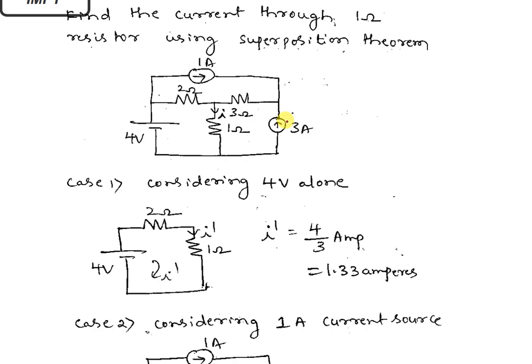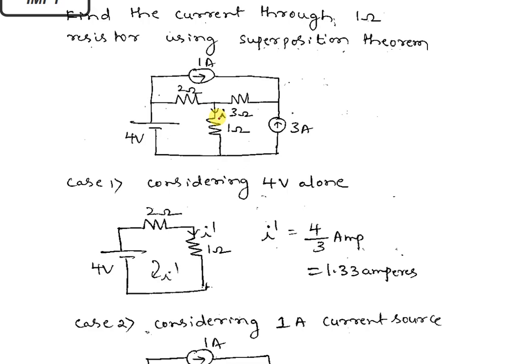So just recall the superposition theorem statement. Superposition theorem states that the overall response is equal to the algebraic sum of individual responses. Here there are three sources. So what is the question here? Find the current through 1 ohm. The 1 ohm is nothing but your load. In this load you have to find the current.